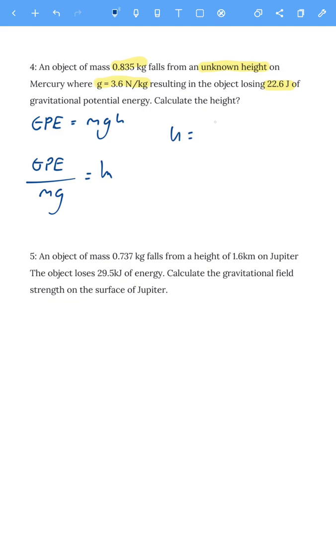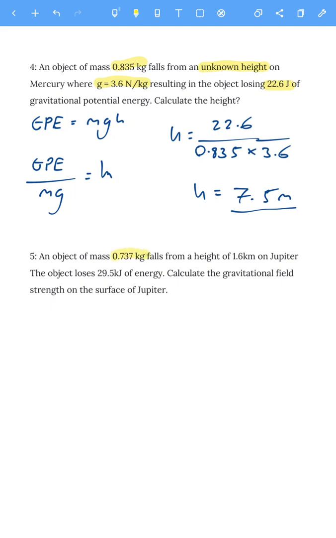So GPE, gravitational energy, 22.6, divided by mass 0.835 times gravitational field strength 3.6. So that height will give us 7.5 meters. And then the last one. So an object of mass 0.737 kilograms falls from a height of 1.6 kilometers on Jupiter and loses 29.5 kilojoules of energy. Calculate the gravitational field strength on the surface.